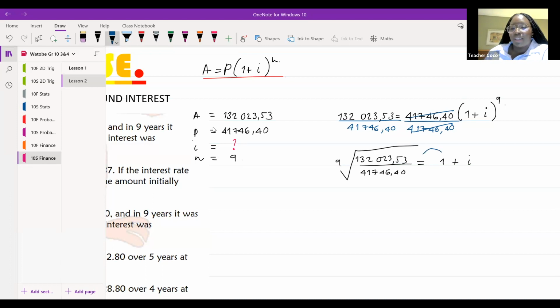So it's going to be subtracted, correct, to the other side. But remember, you can't put it under the root. We don't want it under the 9th root. It's not part of the 9th root. So we're going to have the 9th root of 132,023,53 over 41746,40, and then on its own, minus 1 is equal to i. And that's what we're going to get here.